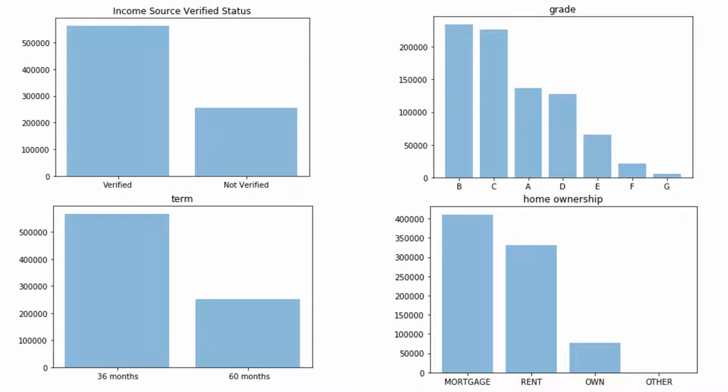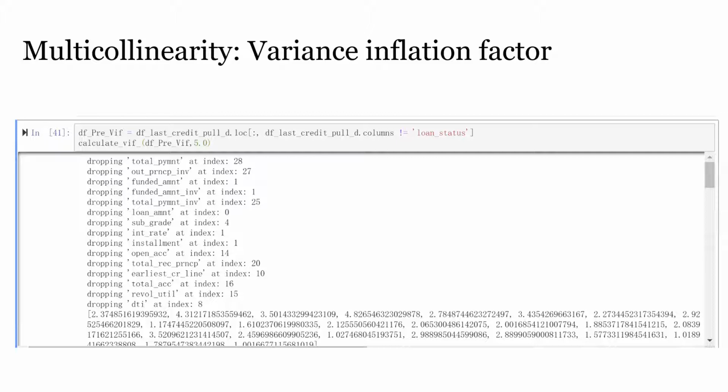After that, we format all the categorical features, like the income source verified status, the grade, the term, and the home ownership. We set levels for those features. After dropping some features, we still have about 40 columns left. By looking into the dataset, we can certainly tell that some features are highly correlated. Here, we decided to run a multicollinearity check.